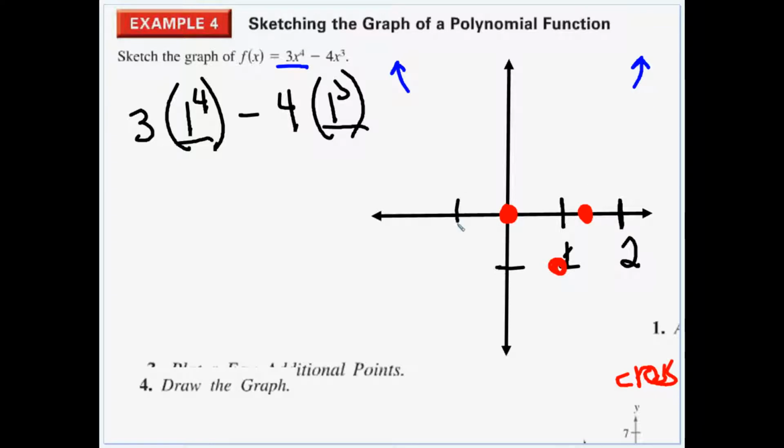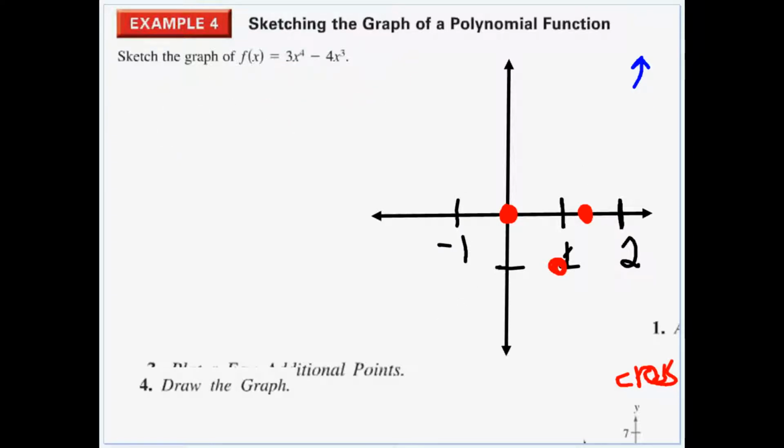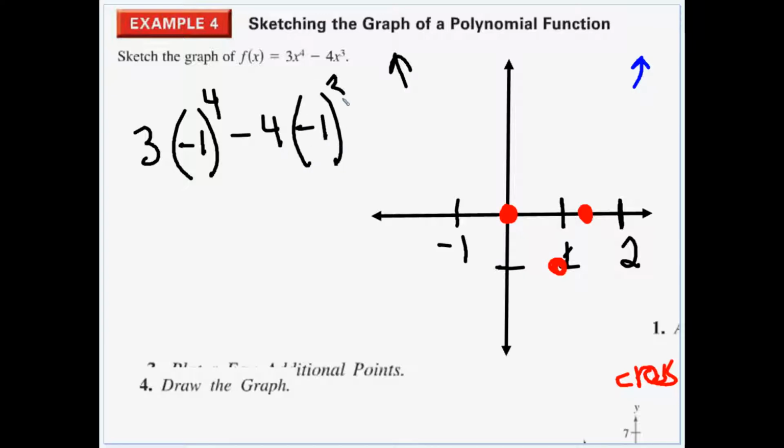And let's put a -1 in the function and see what comes out. So we're going to have 3 times -1 to the fourth minus 4 times -1 cubed. Because this is an even exponent, we'll multiply this 4 times and that negative will disappear. So this turns into a +1, just a 3. Here, a -1 to the third power, this negative is going to escape and hit that and turn into a plus. So that'll be plus a 4 times 1 is 4. 3 plus 4 is 7. So if we go over to -1, we're going to be way up high. And that's our end behavior. We're going to be heading up pretty quick.